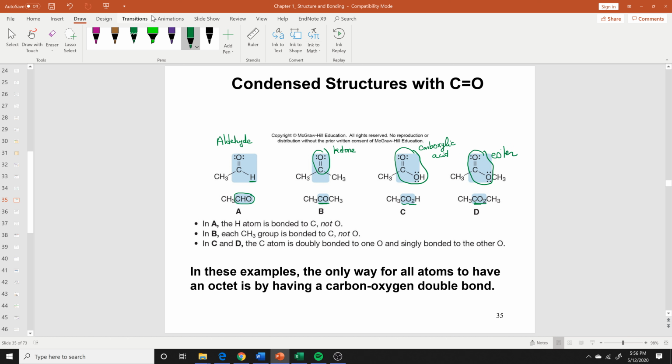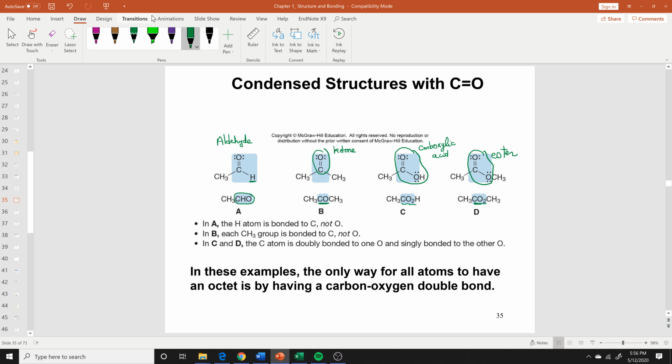And if you have a CO2 in your molecular formula like that, this is called an ester functional group. I'm just showing you those different structures of carbonyls because all of these are condensed formulas. So if you have a condensed formula, you need to know how you are going to express it, how you are going to draw it.